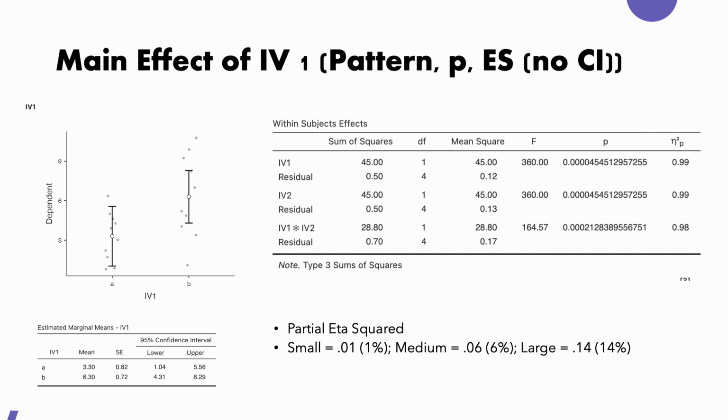For the main effect of independent variable 1, we are asking, are the means within independent variable 1 different from each other? The pattern suggests that group A has a lower mean than group B. The p-value is less than 0.05 and is significant. Eta squared suggests that independent variable 1 causes 99% of its unique share of the dependent variable. There is no confidence interval, so our interpretations are limited to the sample effect size, which this one is large.